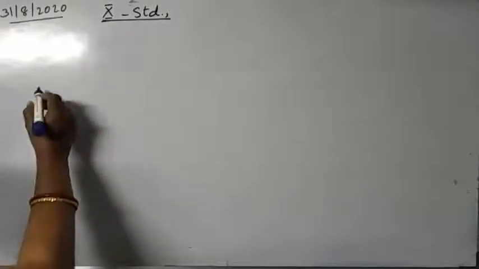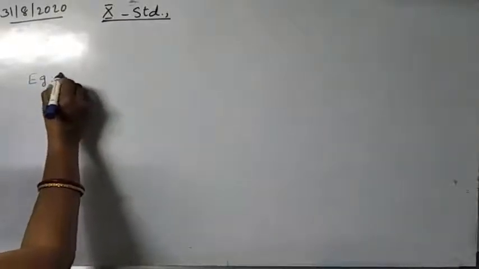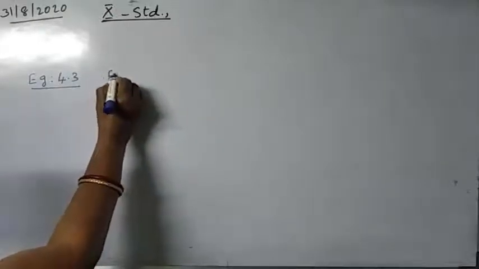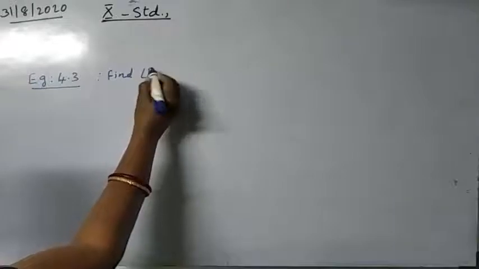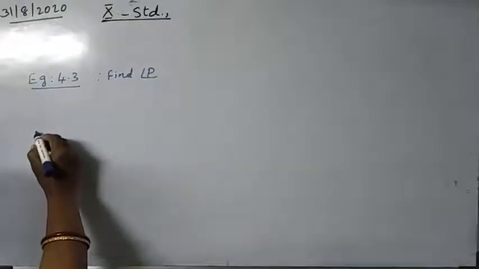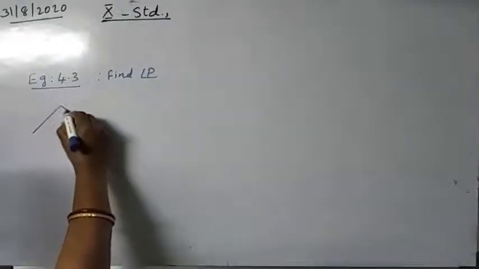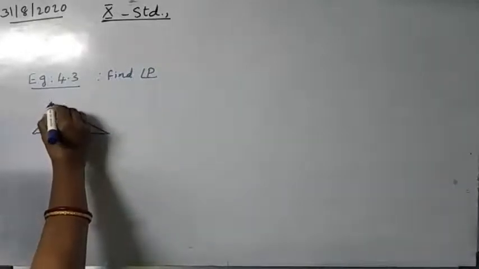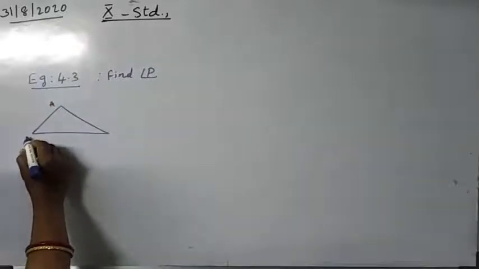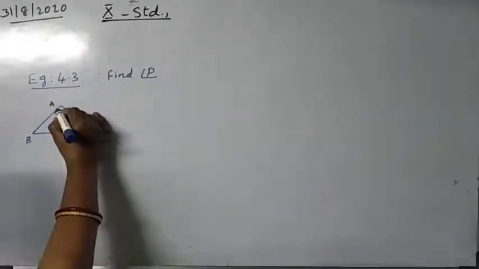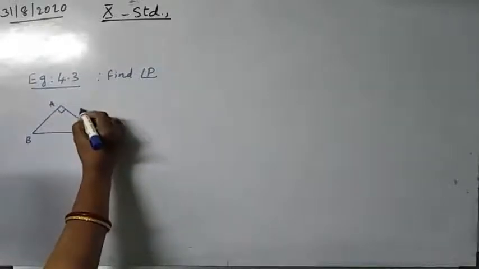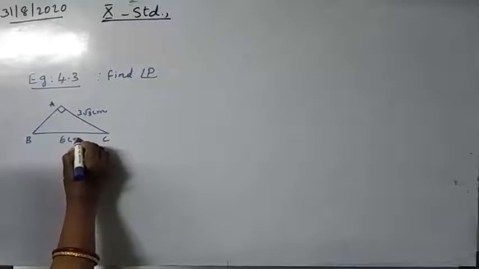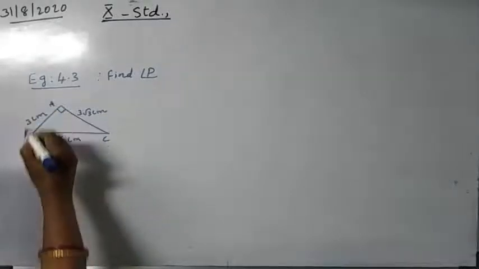Now, example 4.3. Now, what is given is to find angle P. This angle P we need to find out. The two triangles given are: it is A, B, C, and it is 90 degrees, and the measurements given are 3√3 centimeter, 6 centimeter, and 3 centimeter here.